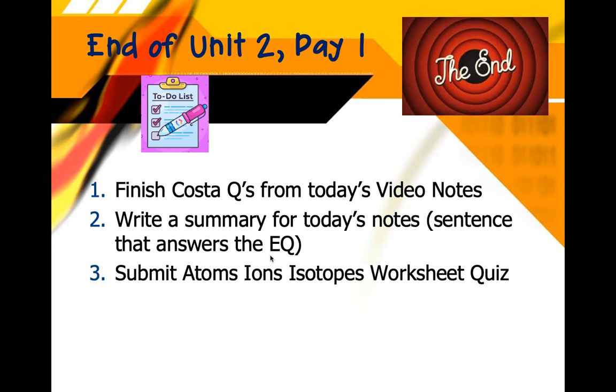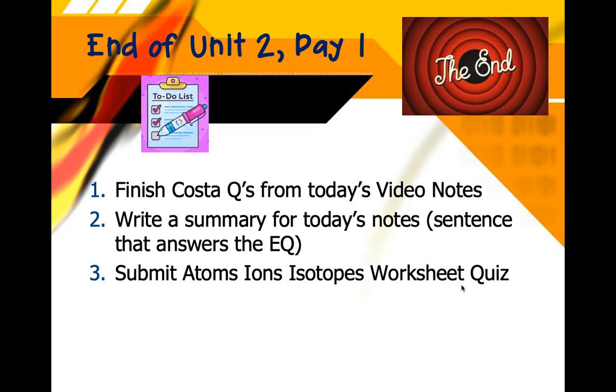The other thing I want you to do to review today's notes is there's an atoms, ions, and isotopes worksheet quiz on Schoology. Let me explain what a worksheet quiz is. It looks like a Schoology quiz, but it's a practice assignment. You get unlimited attempts. So if you get something wrong, look at the ones you got wrong, look back at your notes, see if you can find the right answer, take it again. You can take it as many times as you need to learn the right answers and to get a perfect score. That's the point.